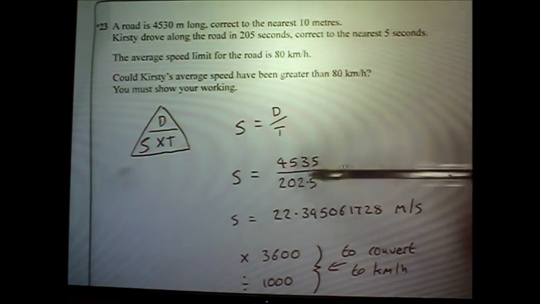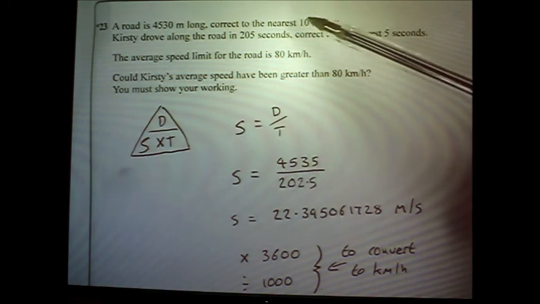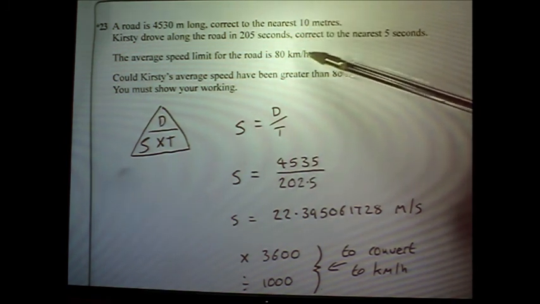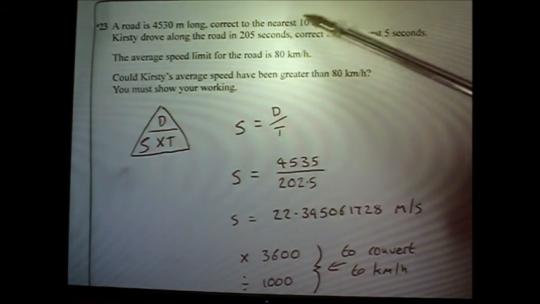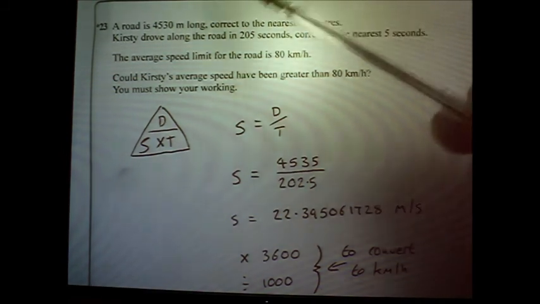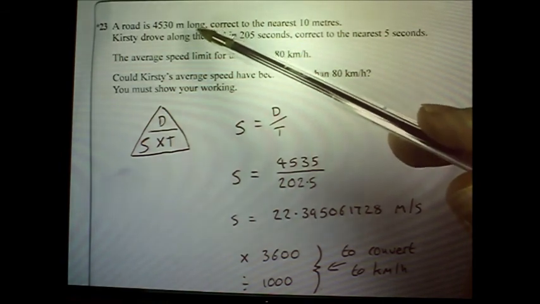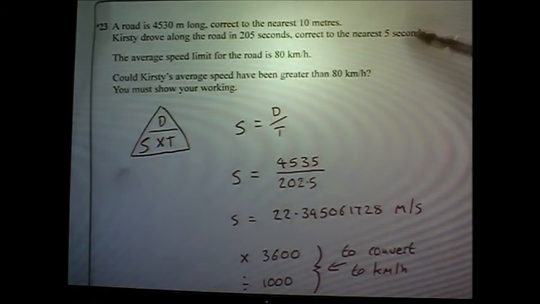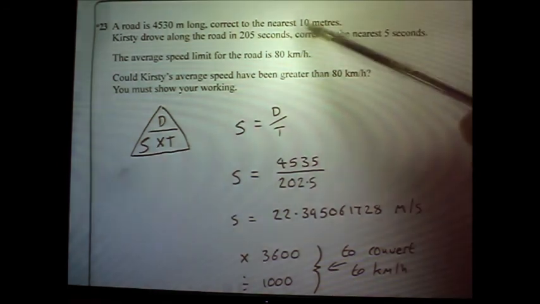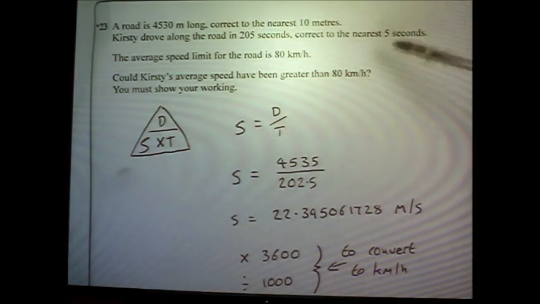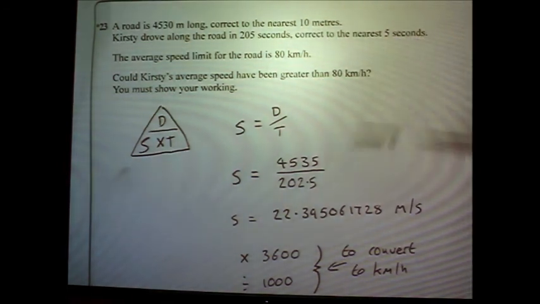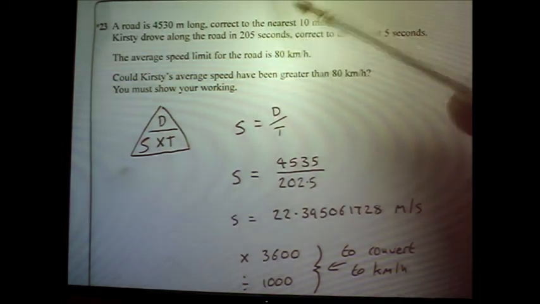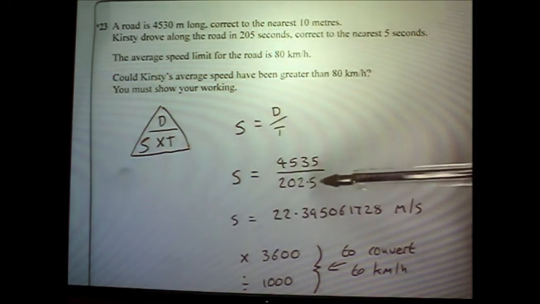If you don't like what I've just done there, here's another tip of doing it. If it said to the nearest 10 metres, if you want to find the lower and upper bound, just half 10, obviously 5. The upper bound is when you add on 5, the lower bound is when you take it off. And for this one, it's half 5, which is 2.5. So the upper bound, you add it on, and the lower bound, you take it off. So I want the lower bound.